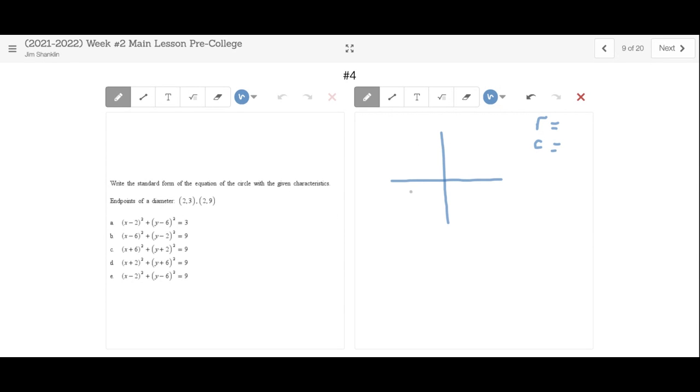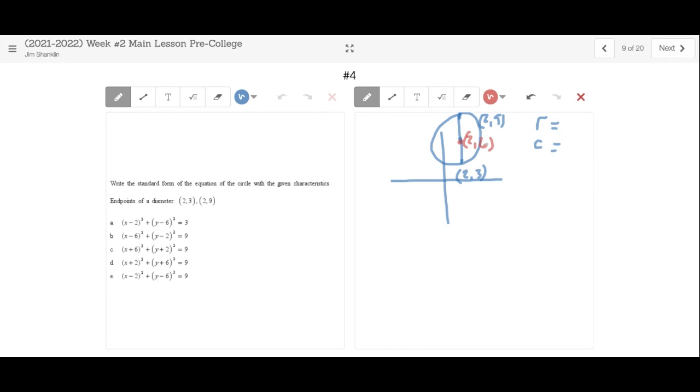So in this problem, the endpoints of the diameter, 2, 3, so over 2, up 3, and 2, 9, so over 2, up 9. So these are the endpoints of the diameter. Okay, so I'm just drawing it in there, 2, 3, and 2, 9. All right, so I need the center. So I know the center is going to be 2 something, right? Because the center is right there, so it's going to be 2, comma, well, in between 9 and 3, is that 6?